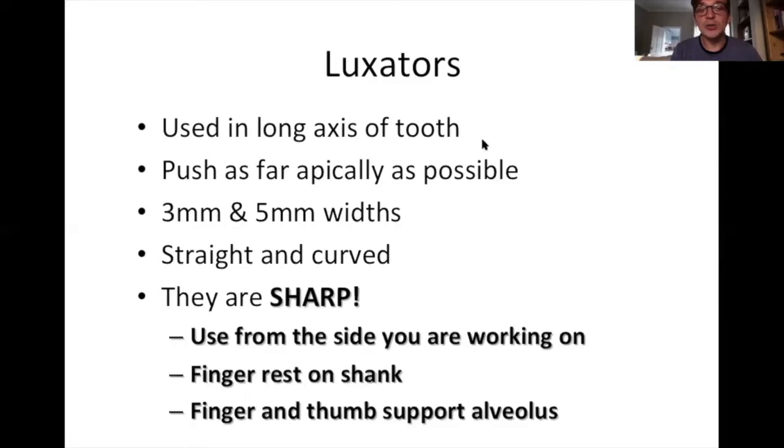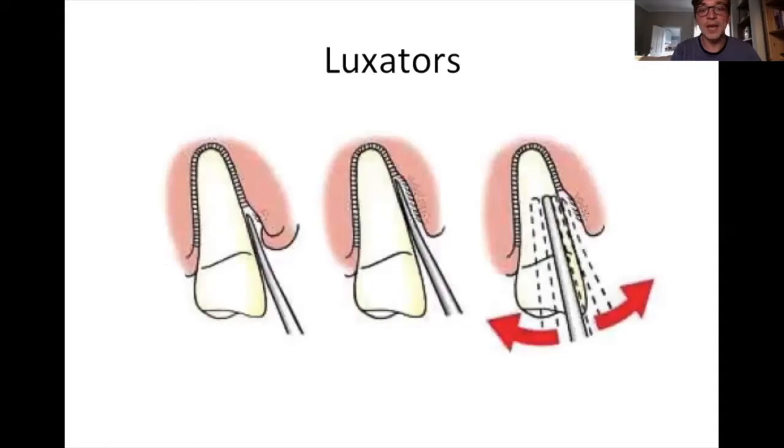It's used along the axis of the tooth, okay, so it's parallel to the tooth. You push it apically, and again, the pressure should be very controlled. It comes in 2 sizes, 3 and 5 millimeters, straight or curved, and it's very sharp. So make sure you have your rest finger and are supporting the alveolus where appropriate, just to make sure you don't traumatize the patient. And that's how it's used.